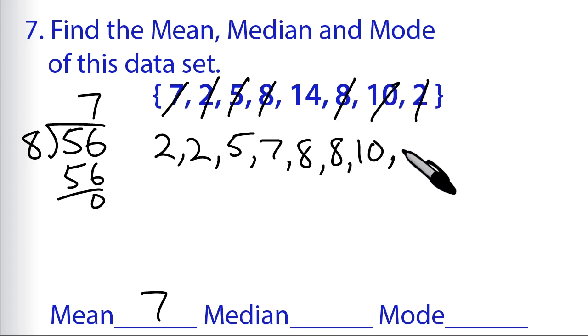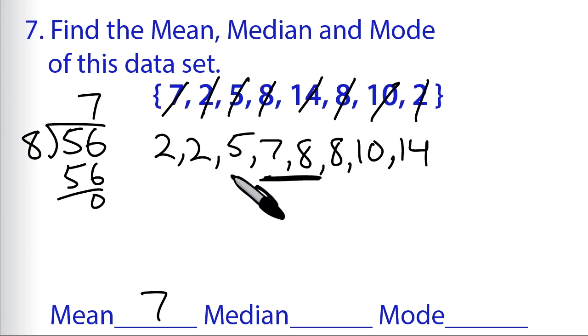The next one is 14. All right, so now the numbers are in order, and we need to find the middle number. Let's see, there's not an exact middle number because it's 1, 2, 3, 4, 5, 6, 7, 8. There's an even number of members, and so we need to take the 2 middle numbers. So let's see here. I believe the 7 and 8 are in the middle.